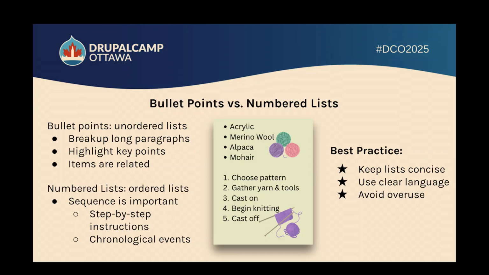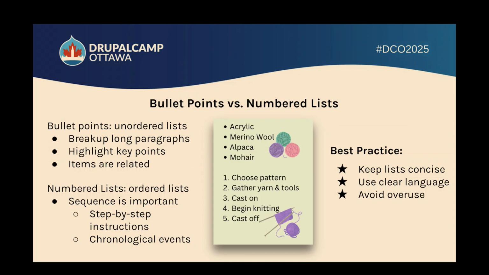So my example is I have a list of different types of yarn: acrylic, merino, alpaca, mohair. Numbered lists are ordered lists. This is when the sequence of items is important to the understanding of the information. So like step-by-step instructions or chronological events. So I want to knit a new project. I have to choose my pattern first, gather my materials, cast on, knit according to the pattern, cast off, and I'm done.